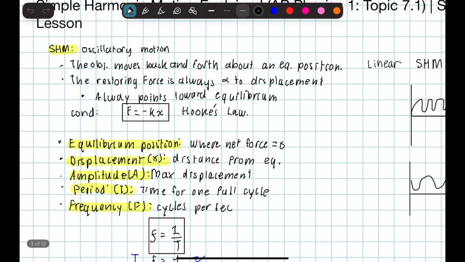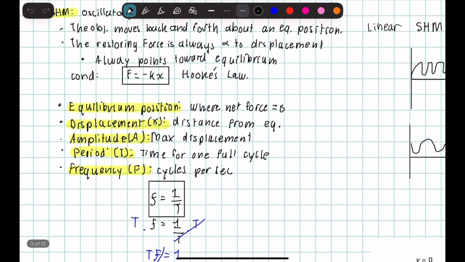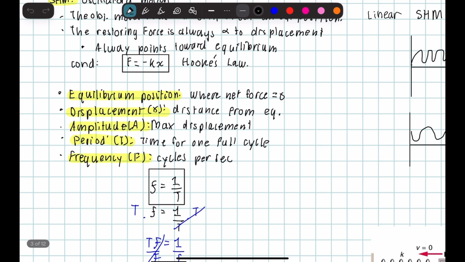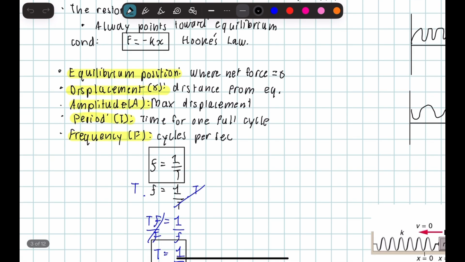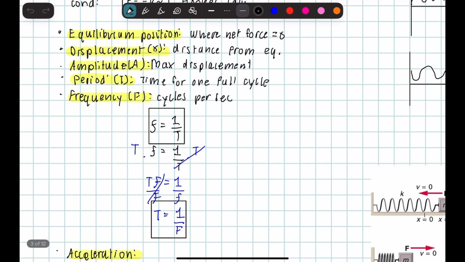the spring constant k, times the displacement x, and this is also known as Hooke's law. The equilibrium position is where the net force is equal to 0. The displacement x is the distance from the equilibrium point, the amplitude a is the max displacement, and the period t is the time for one full cycle. The frequency f is the number of cycles per second, and that can be represented as f is equal to 1 over the period t.